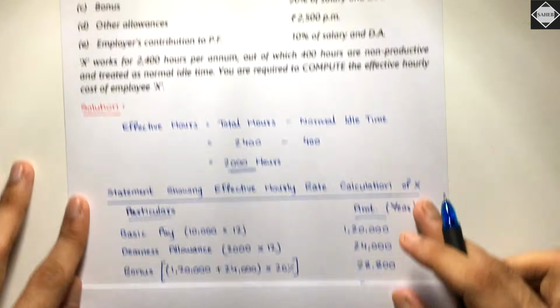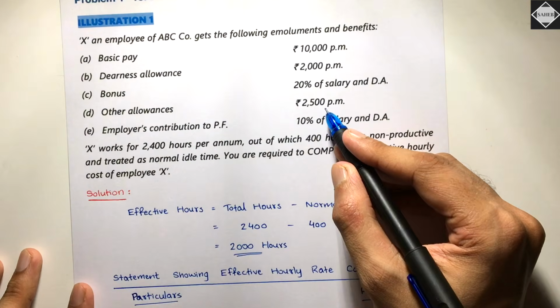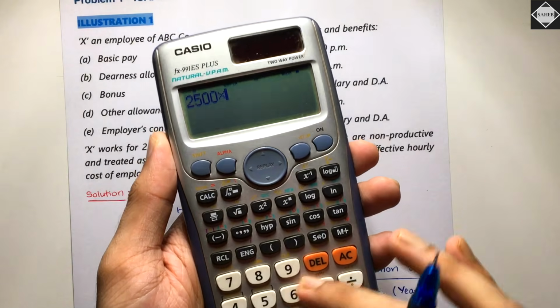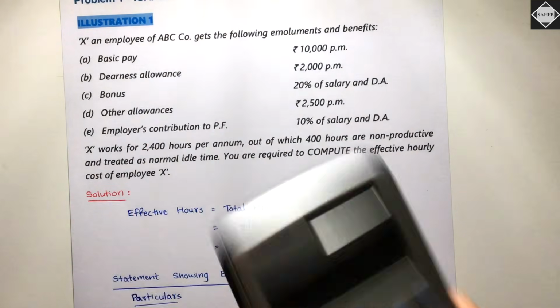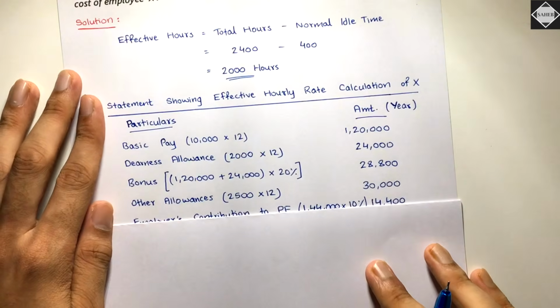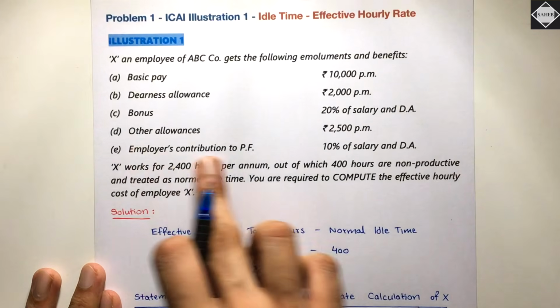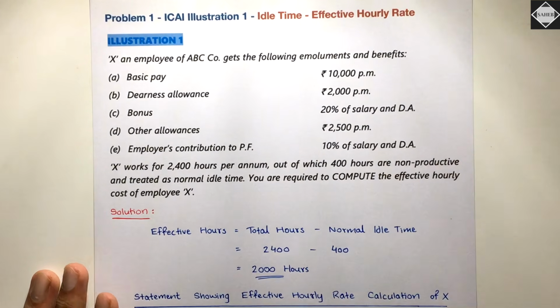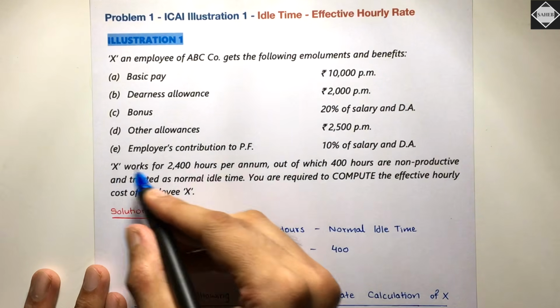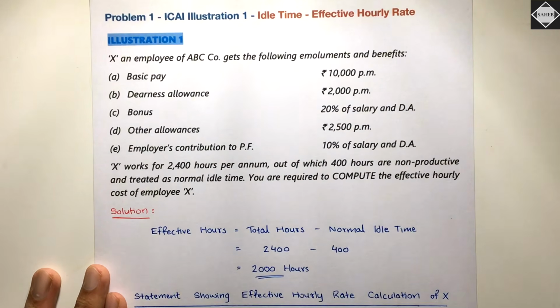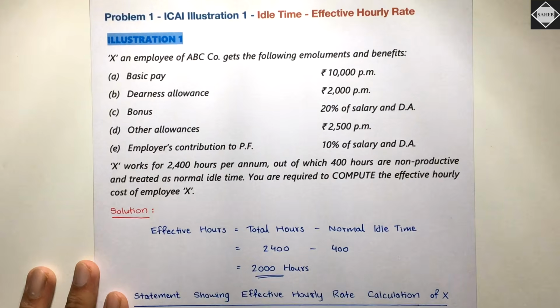After this, we have other allowances, 2,500 per month. So 2,500 into 12 is 30,000. That's other allowances. Then we have employer's contribution to PF. Understand, in some questions they will give you employer's contribution as well as employee's contribution. So you have to be very careful. You just have to take the employer's contribution.